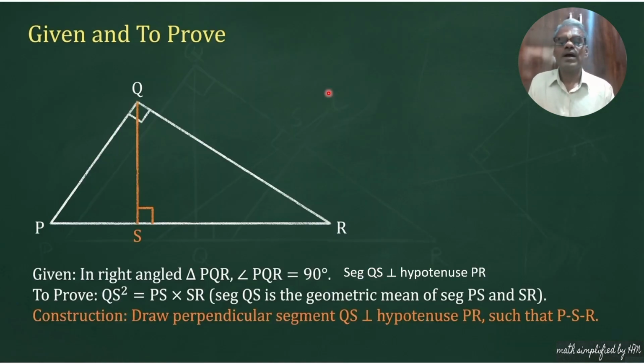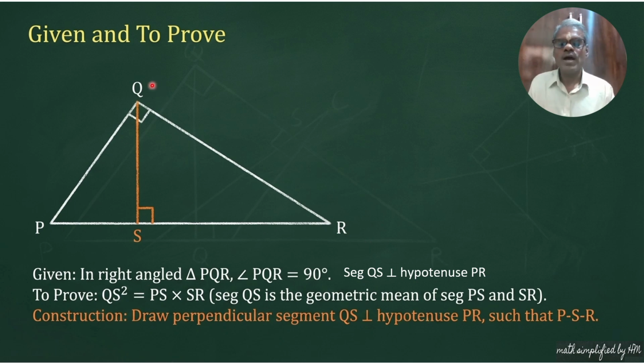Now we will break our given theorem statement in two parts: what is given and what we have to prove. Given: in right angle triangle PQR, angle PQR is 90 degrees and segment QS is perpendicular to hypotenuse PR. What we have to prove? QS square is equal to PS into SR. Segment QS is the geometric mean of segment PS and segment SR.